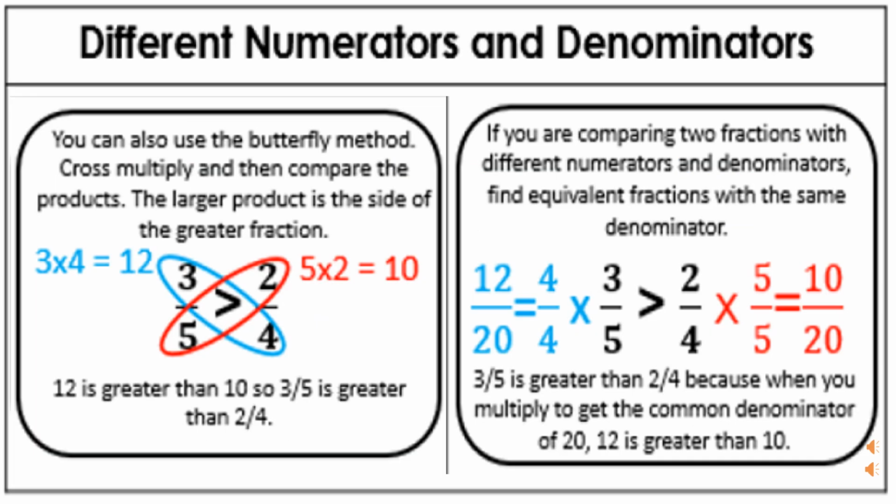Comparing unlike fractions. When you need to compare two fractions, we can use two methods. First method is butterfly method. Here we need to do cross multiplication. Let's compare 3 by 5 and 2 by 4. When you multiply crossly, 3 4s are 12 and 5 2s are 10. As 12 is greater than 10, 3 by 5 is greater than 2 by 4.